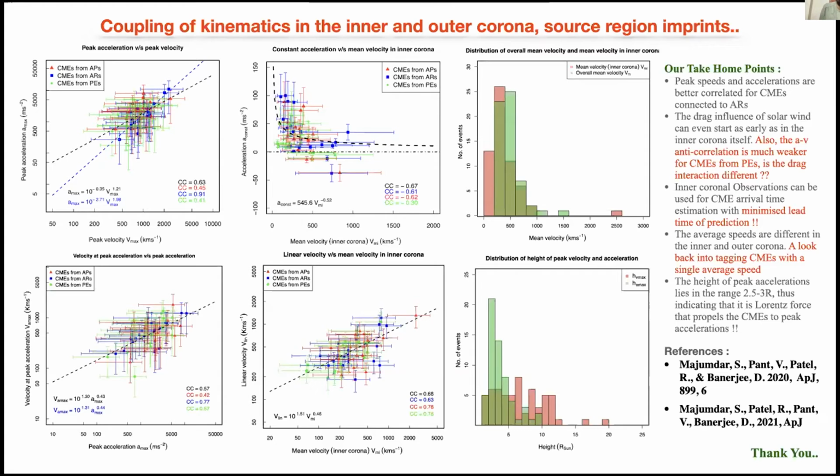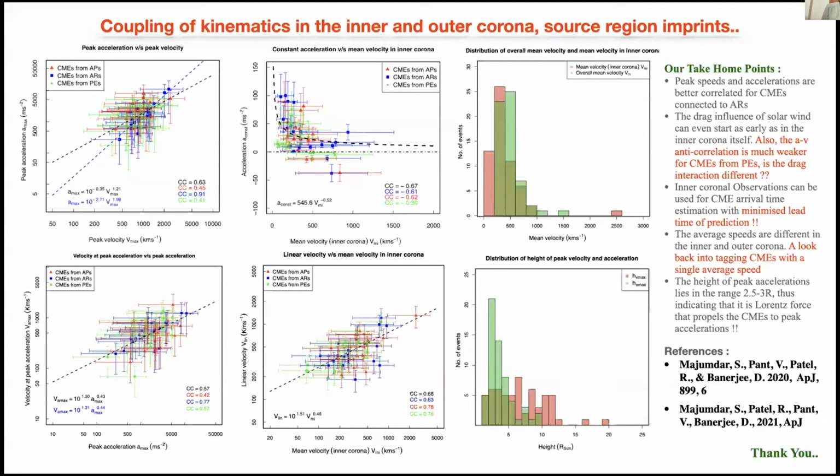Now, moving on to the middle column, we have plotted the average acceleration in the outer corona and the mean velocity in the inner corona. It has been well known for quite some time that the average acceleration and the average velocity in the outer corona are anti-correlated. That's a well-known result because we have this solar wind drag interaction with the CME, and we know that the faster the CME, the larger the drag it experiences.